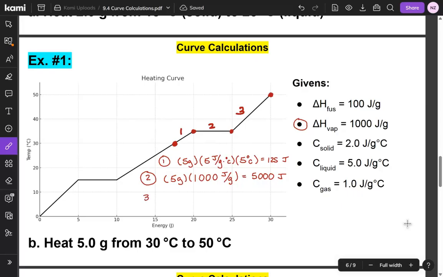And finally, segment 3, we are going to raise the temperature of our gas from 35 to 50 degrees. So we're going to be using our C of gas here, and we'll be using our mCΔT equation again. So 5 grams. The C of gas is 1 joule over grams times degrees Celsius. And we are going from 35 to 50, so that's a change in temperature of 15 degrees. If I plug that in my calculator, I get 75 joules. So I have my 3 temperatures, my 3 segments, and I have 3 different energies. So I'm going to go ahead and add those 3 together, and I get 5,200 joules.